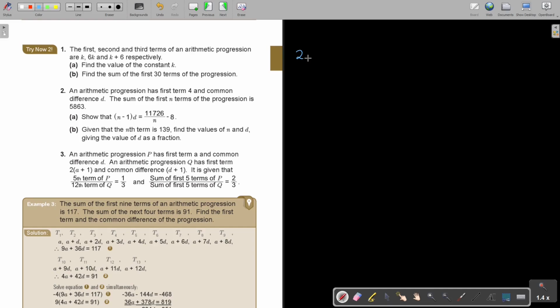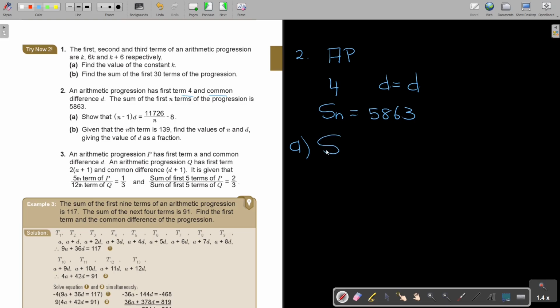Okay. Let's start with number 2. An arithmetic progression has first term 4. So it's an AP, and the first term is 4. Okay. And common difference, the common difference, D. The sum of the first n terms of the progression, so Sn equals 5863. Okay, that's the information I have up to now. Okay, so now I start. Now let's just start with number A.